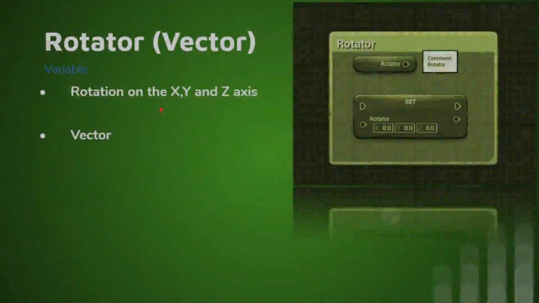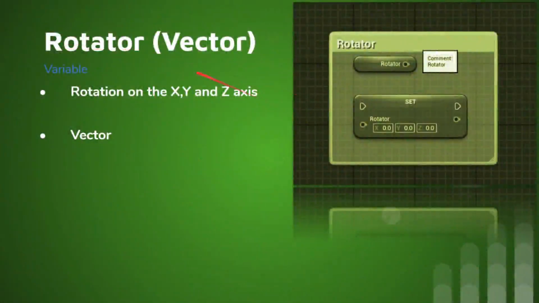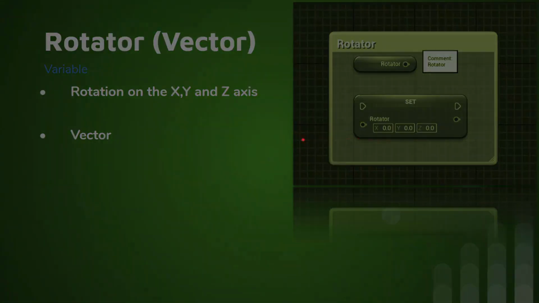And we also have a rotator. Again, it uses a vector, so x, y, and z. So these are the three axes that it works around, and you can also assign negative or positive numbers to this.